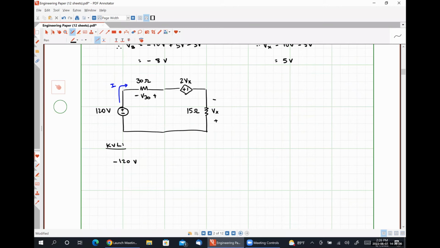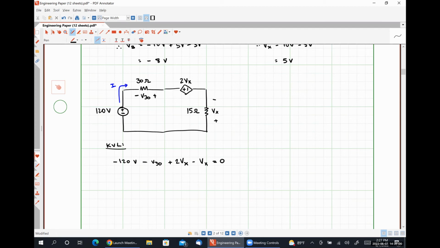So we see the negative polarity terminal first. So we're going to have minus V30. We have the positive polarity terminal of the dependent source. So this is going to look like twice Vx. And then we have the negative polarity terminal of the voltage source, of the voltage Vx. So we have minus Vx. We set this equal to 0.